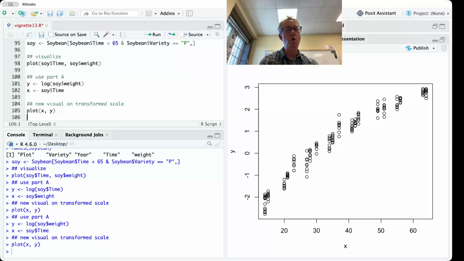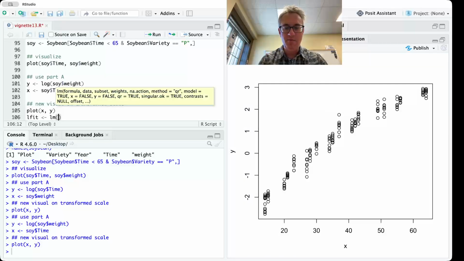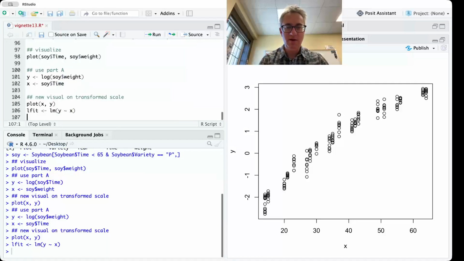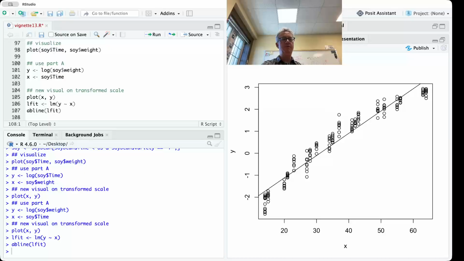Okay, that looks way better, right? We don't have as much bunching in the y-axis, and actually it's clearer now that we don't really have bunching in the x-axis either. And I can do a fit. I can do an lfit, lm y twiddle x, and then abline lfit. And there is the fit to that data.